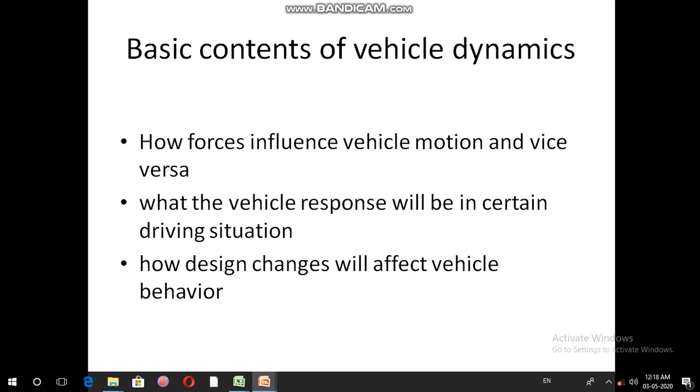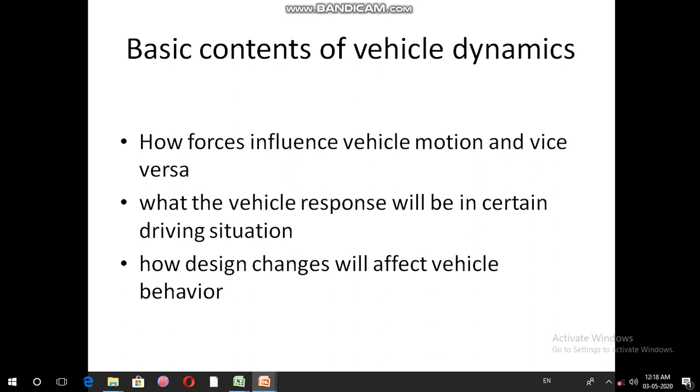The basic content of vehicle dynamics is how force influences vehicle motion and vice versa. Vehicle motions or forces like side thrust, cornering force, aerodynamic force, impact force, or many uneven forces react on the vehicle in any way: side force, side thrust, longitudinal force, vertical force, and other forces.